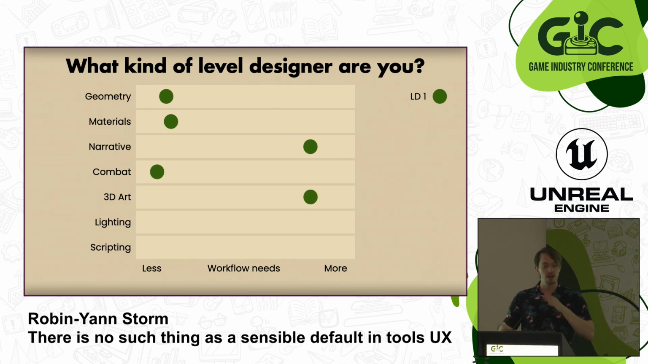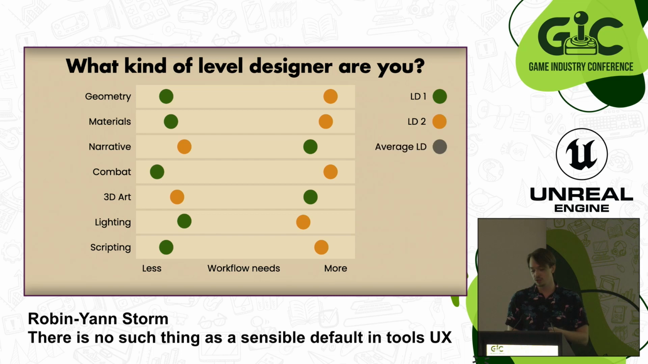They love doing environmental narrative storytelling. They don't do a lot of lighting, and they don't do a lot of scripting. Well, level designer 2 might do a lot of geometry work, a lot of materials, not a lot of narrative. They don't care about that as much. Combat, they do a lot, though. It's necessary for the game that they're making. They don't do a lot of 3D art. They like blocking things out. They do a lot of lighting work and a lot of scripting work.